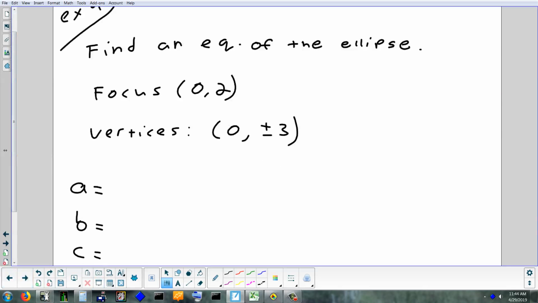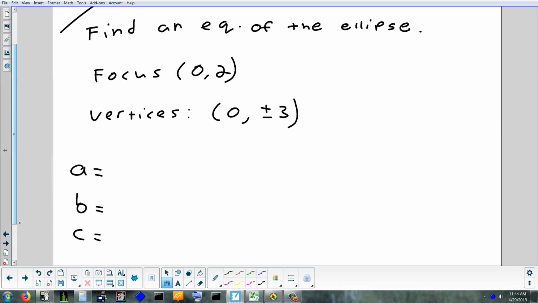Okay, so now you find the equation. I'm telling you where the focus is. For some reason, I'm only telling you where one of the foci is. And I'm telling you where the vertices are. What are you missing here that usually I give you? The center. But based on that information, you know the center.